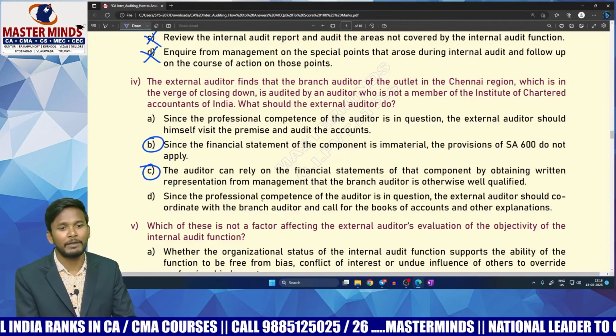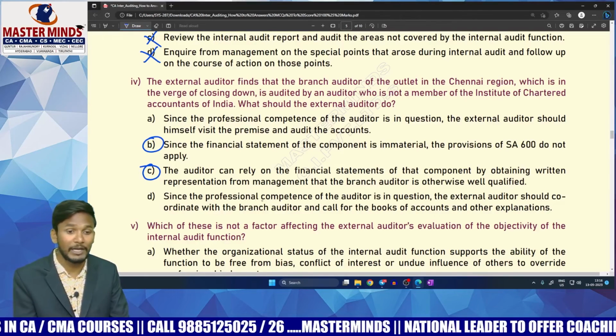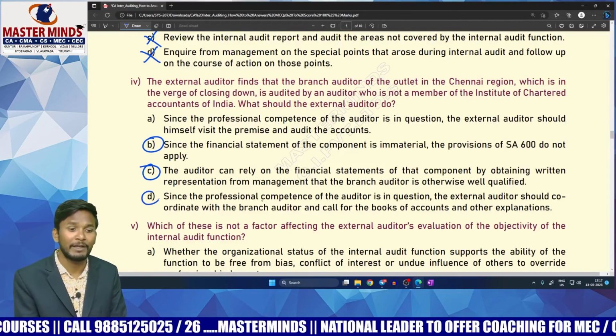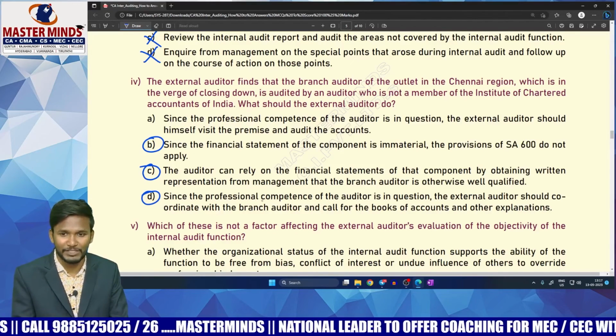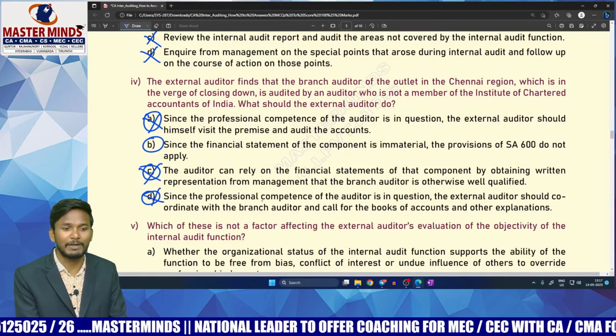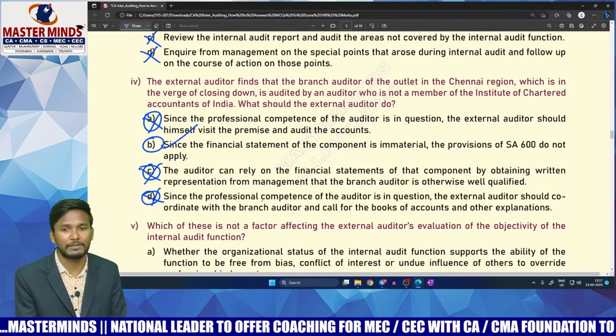Let's see option D. Since the professional competence of the auditor is in question, the external auditor should coordinate with the branch auditor and call for books of accounts and other explanations. This seems reasonable, but only if the matter is material. The question is about immaterial. If that is immaterial, the auditor will consider ignoring it, sir. Ignore. So what is the correct answer? B becomes the correct answer.